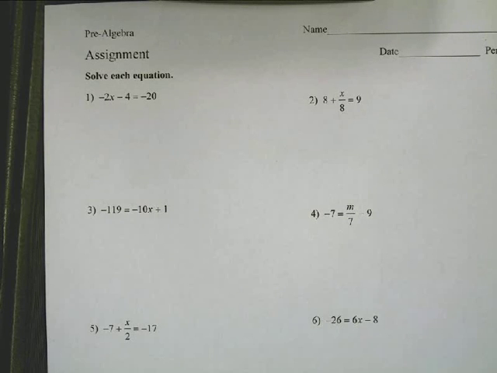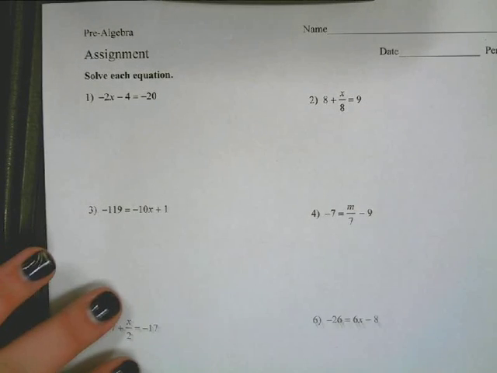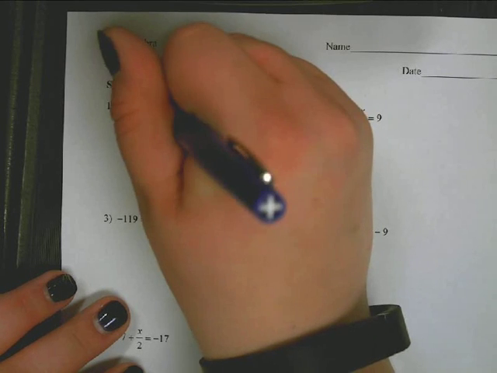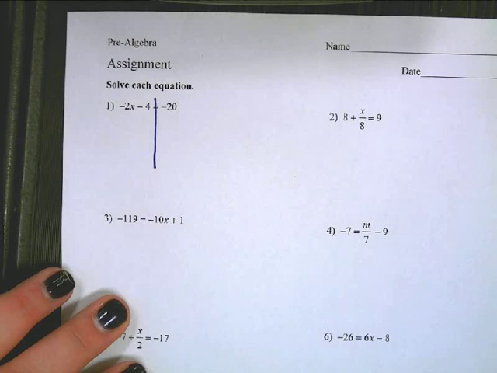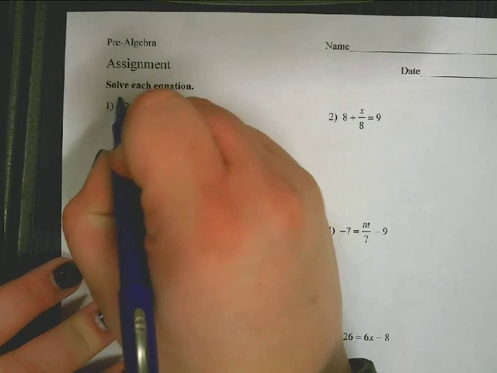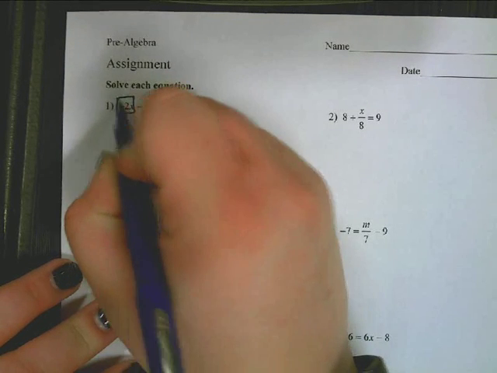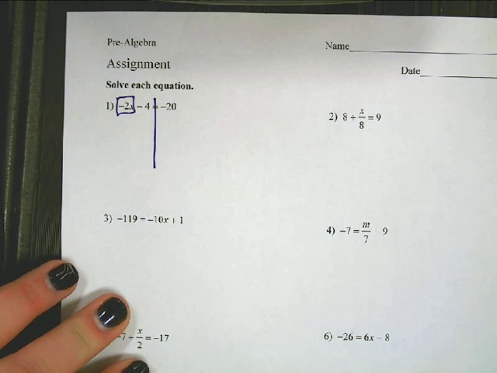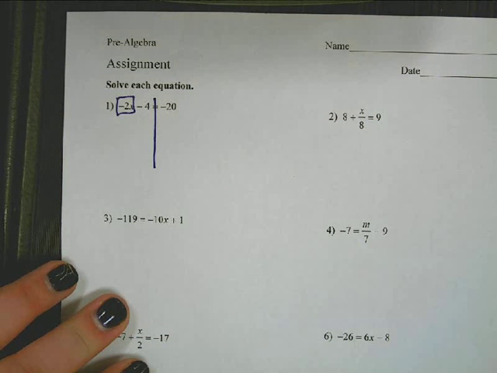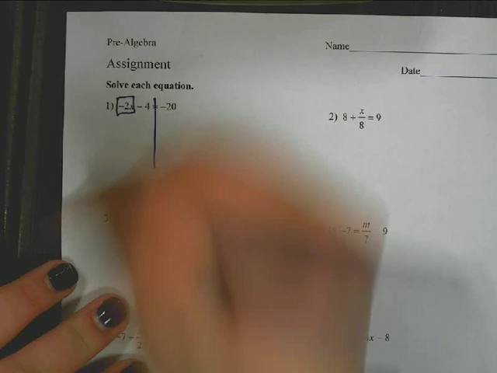Okay, let's look at number 1. Negative 2x minus 4 equals negative 20. I'm going to draw my line through the equal sign. Now what am I drawing my box around? Negative 2x. I'm not moving that. Plus 4, positive 4, so I need to add 4 on both sides.